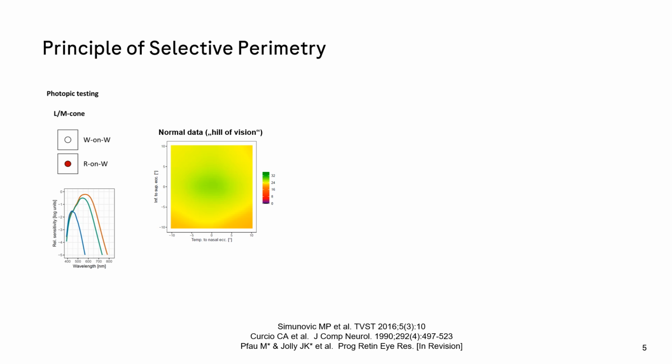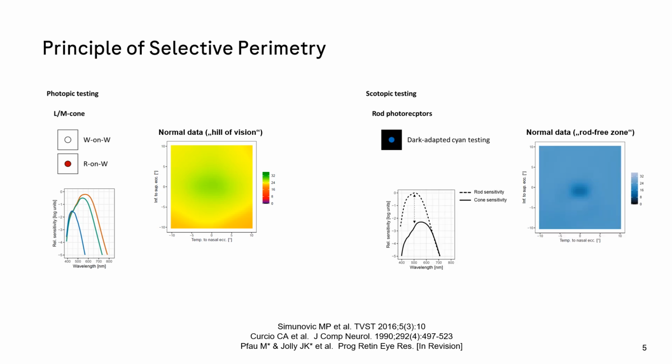It is also important to consider the principles of selective perimetry. Typically in perimetry, especially in mesopic or photopic testing, you test mostly cone function. If you do photopic white on white testing or red on white testing, you really isolate cone function, and as a result, if you look at the normal data, you get this normal hill of vision.